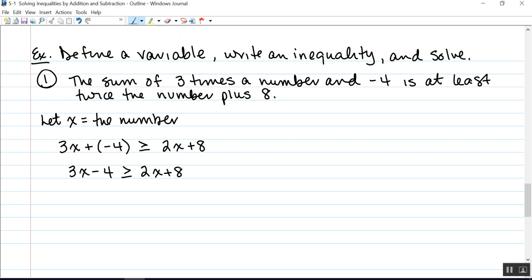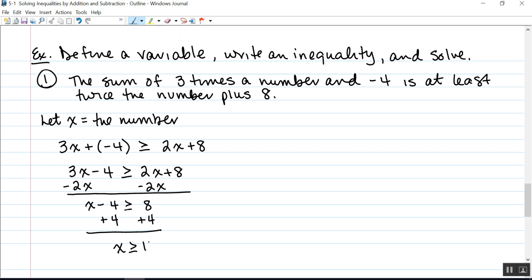Okay, now I'm going to solve this by moving my x's to both sides. I'll subtract 2x on each side. That's going to leave me x minus 4 is greater than or equal to 8. And then I'll add 4 on each side. And that's going to give me x is greater than or equal to 12. And I'll write my final answer in set builder notation, the set of all x such that x is greater than or equal to 12.